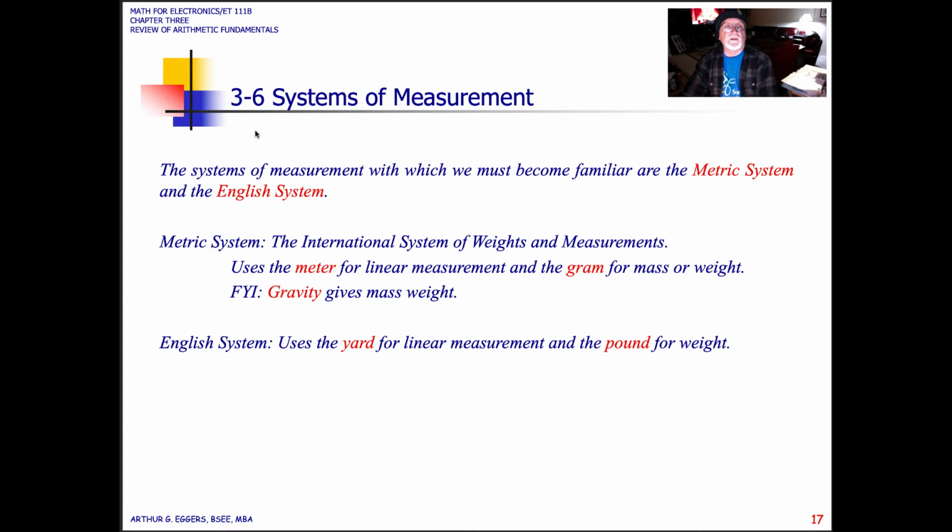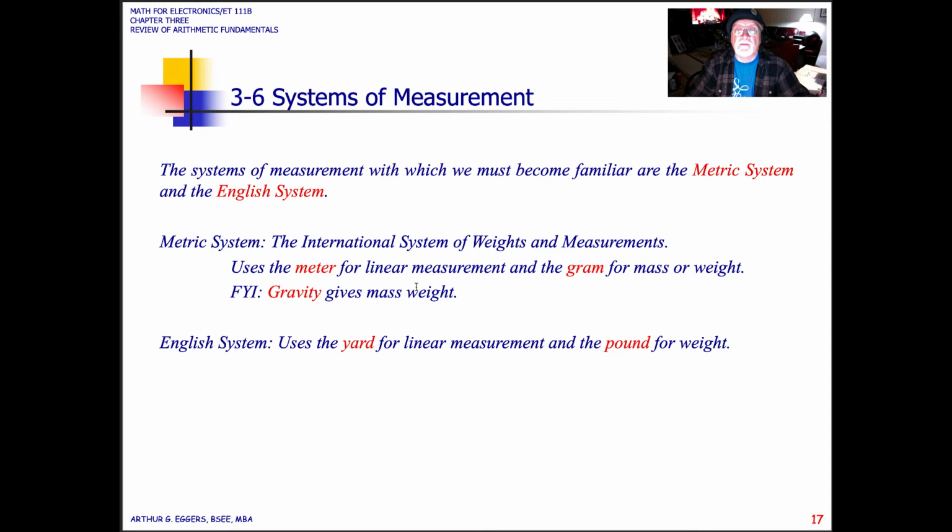So in the systems of measurements, which we must become familiar with as electronic engineering techs, there are the metric system and the English system. Why the English system? Because that's the basis of what we use. But metrics is what we use in electronic engineering. The metric system is based on the international system of weights and measures: the meter for linear measurement and the gram for mass or weight.